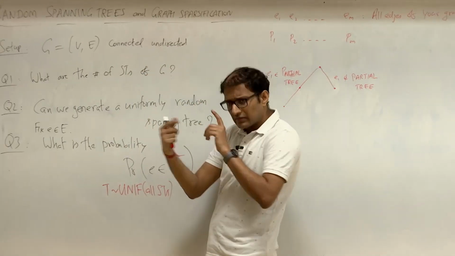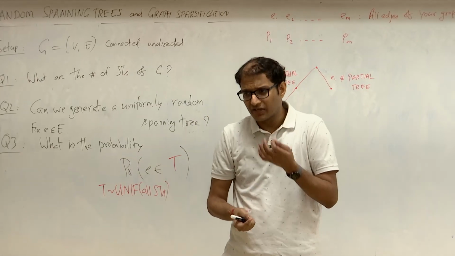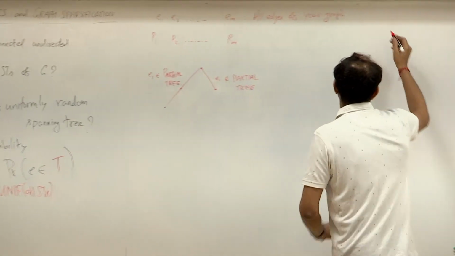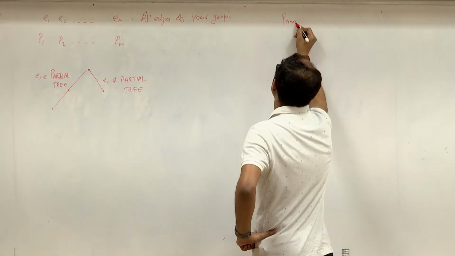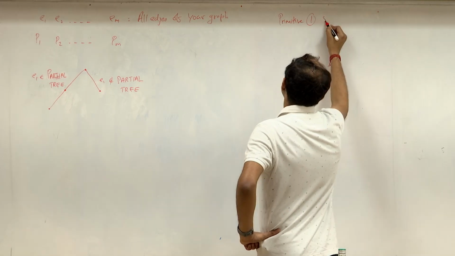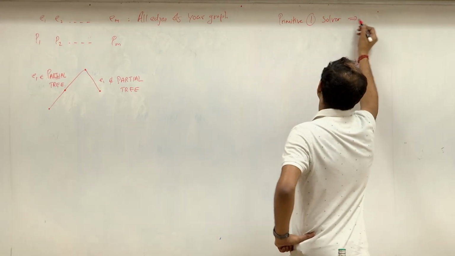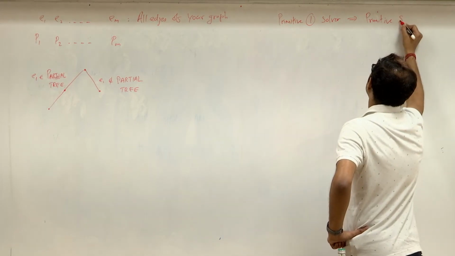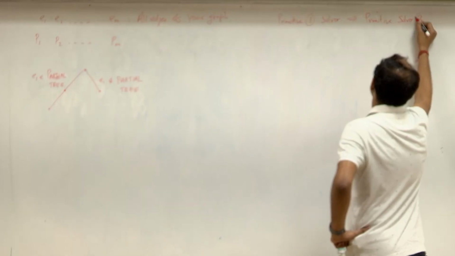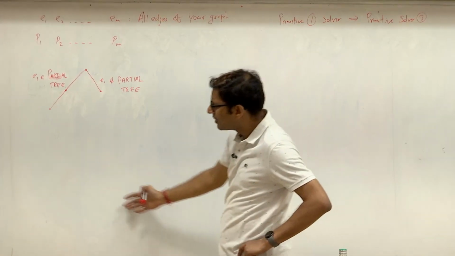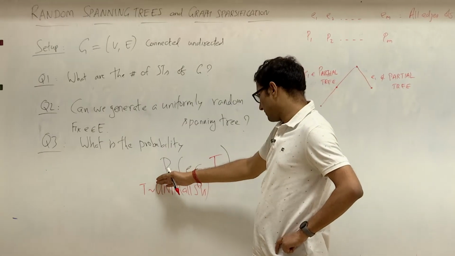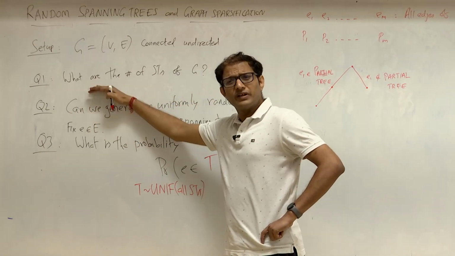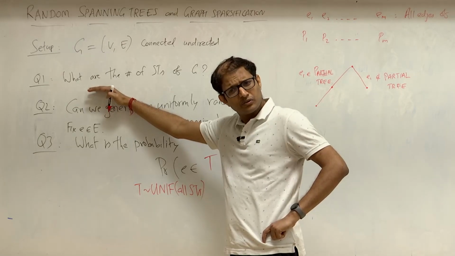So how do I compute the number of spanning trees that contain a fixed edge? So I'm saying that if you could solve primitive 1, a primitive 1 solver implies a primitive 3 solver. This is something that you guys might be able to think about: why should I be able to determine the probability that an edge gets picked by a random spanning tree if I know the number of spanning trees of any given graph? Why should I be able to do this?